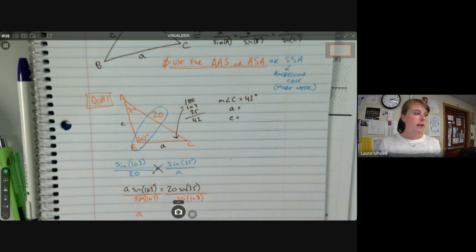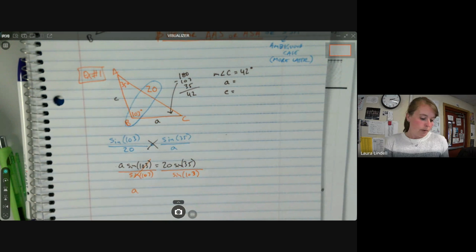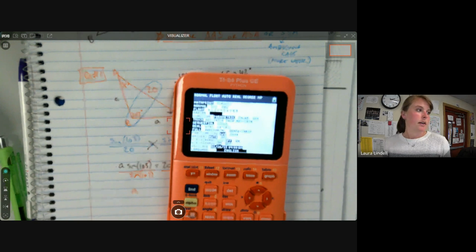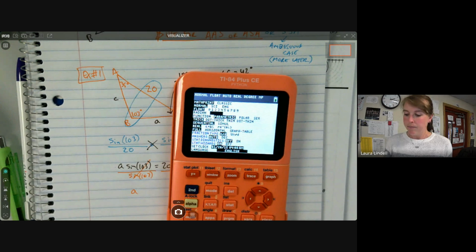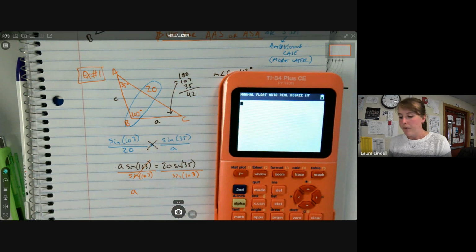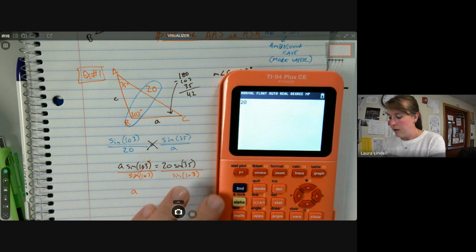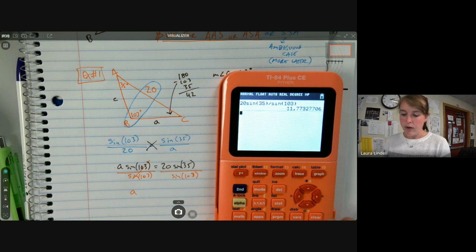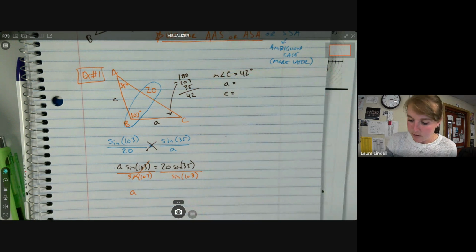And one thing you want to keep in mind, I know this is AP pre-calc, so we've been used to having our calculator in radian mode for a long time. So if you go up to mode, these triangles have their angles in degrees. So we're going to go ahead and hit degree and change the mode back to degree mode for this particular unit. So then we're going to type in 20 sine of 35 divided by sine of 103. And we get 11.773. We're going to go ahead and round that to 3 decimal places.